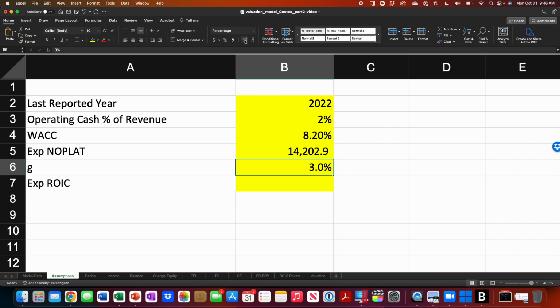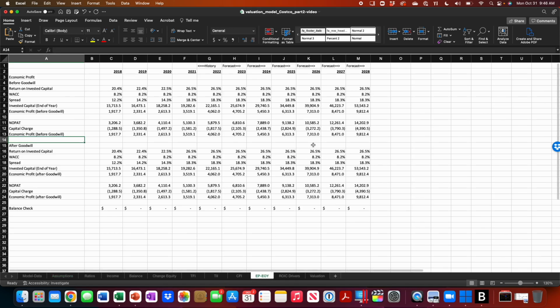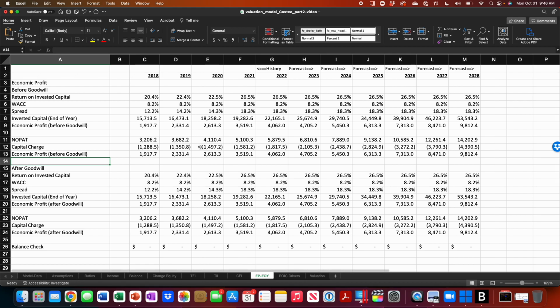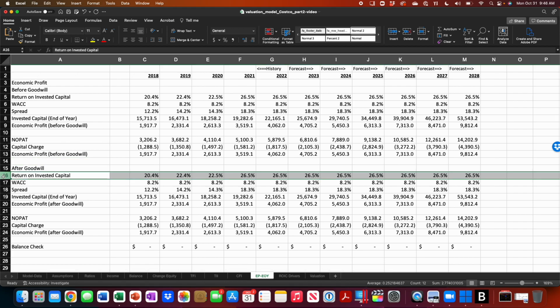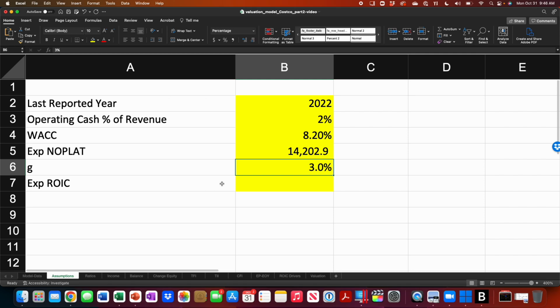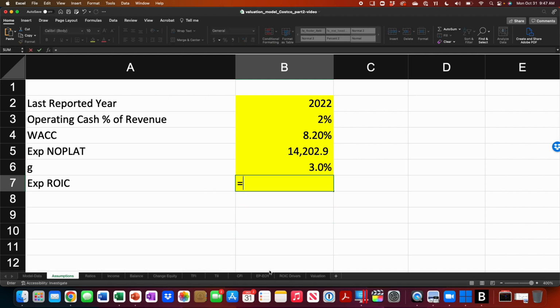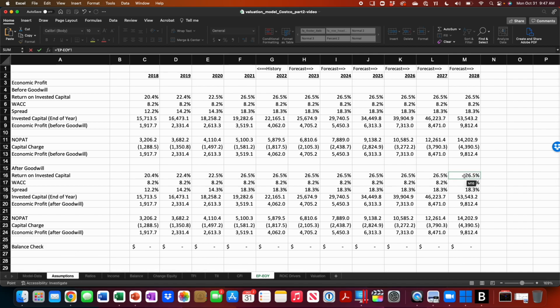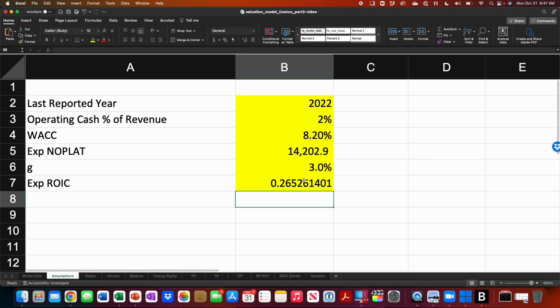Okay? And then our third assumption is we need an expected ROIC. In our economic profit tab, we have a forecast for ROIC. It is right here after goodwill, row 16. Right? So again, the number we care about is the perpetuity period, so M16. That's what we're going to use as our starting perpetuity ROIC. Okay? So back to assumptions, equals from the economic profit tab, M16, which is 26.5% right now.